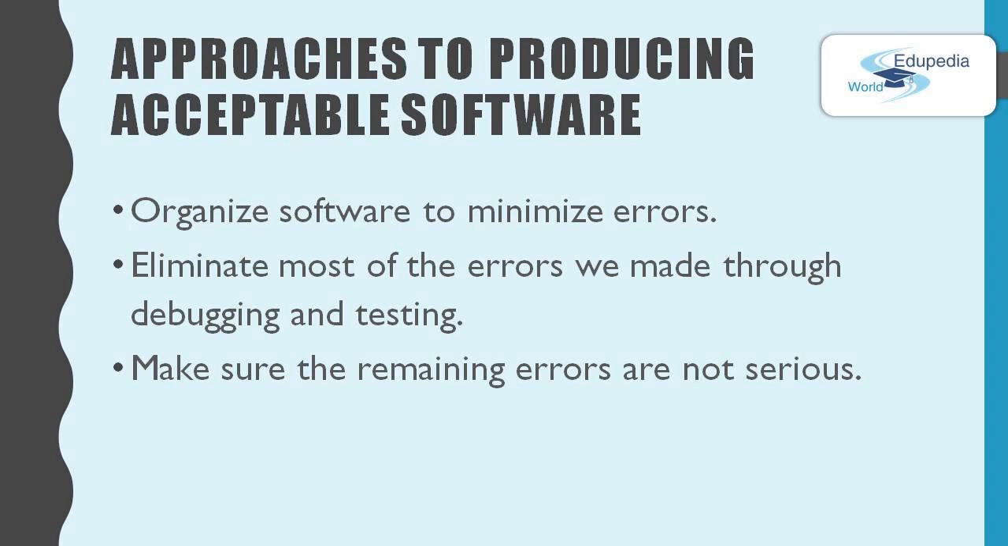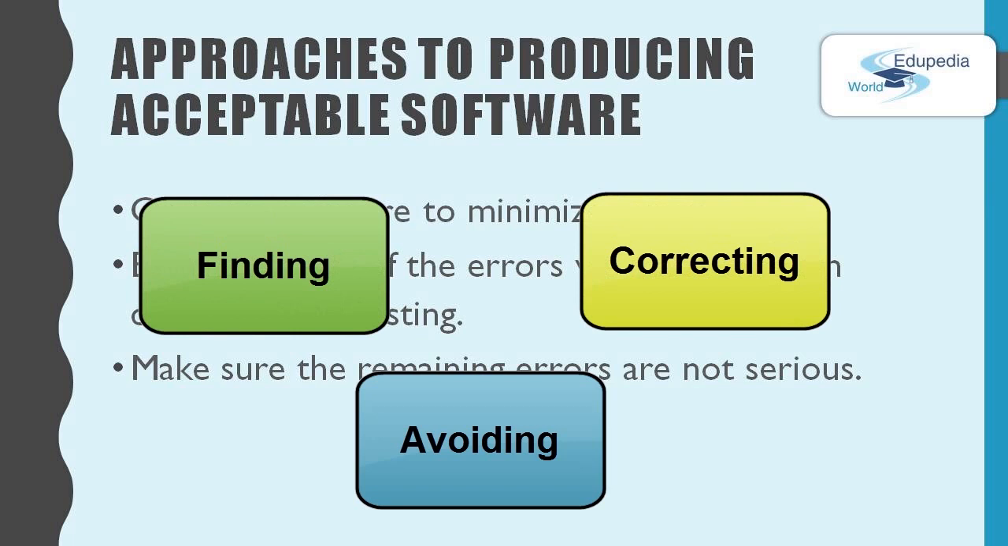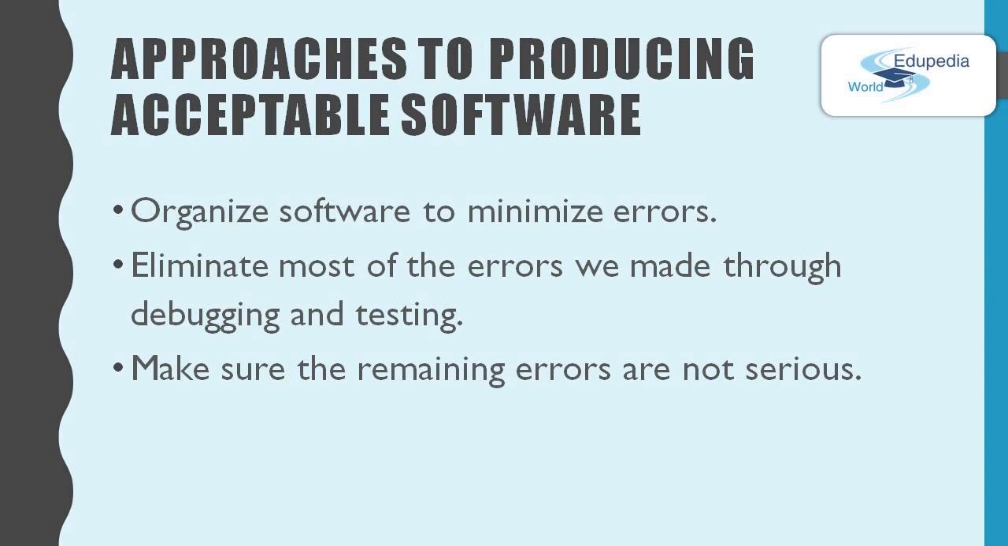The question is, how do we deal with them? Our guess is that avoiding, finding and correcting errors takes 90% or more of the effort when developing serious software. For safety critical programs, the effort can be still greater. Anyway, you can do much better for small programs. Basically, we offer 3 approaches to producing acceptable software. Organize software to minimize errors, eliminate most of the errors we made through debugging and testing, and make sure the remaining errors are not serious. None of these approaches can completely eliminate errors by itself. Anyway, we have to use all 3.